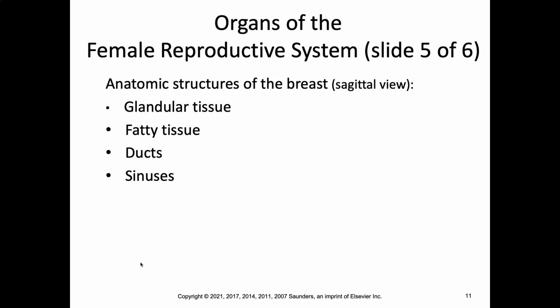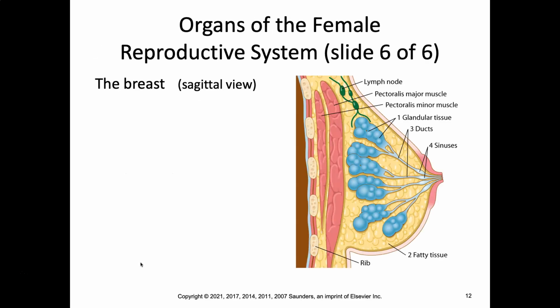The breast is also considered part of the female reproductive system. Men do have breasts, and we'll probably talk about that very briefly with the male reproductive system as well. But here on the female side, if we look at a sagittal view, think back to week 1, what's a sagittal view? It includes glandular tissue, fatty tissue, ducts, and sinuses. Let's look at that. Sagittal is another name for lateral. Hopefully you were remembering that. This view gives us a chance to see the female breast from this side.